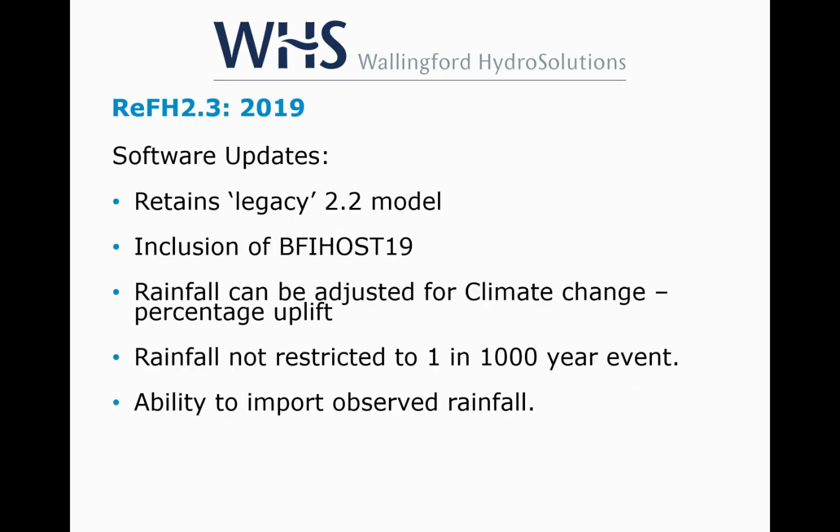The next main update came in 2019 with the release of ReFH 2.3. I'm going to split the updates into two aspects. First, the software updates, the front end, and then the science updates, the back end, basically. So from the front, what we can see is, first of all, you can still use the ReFH 2.2 model. The legacy model is still there. The ReFH 2.3 model includes the use of BFIHOST19. You can adjust the rainfalls to allow for climate change by a simple percentage uplift. The rainfall is no longer restricted to the 1 in 1,000 year event, and you can also import observed rainfall.